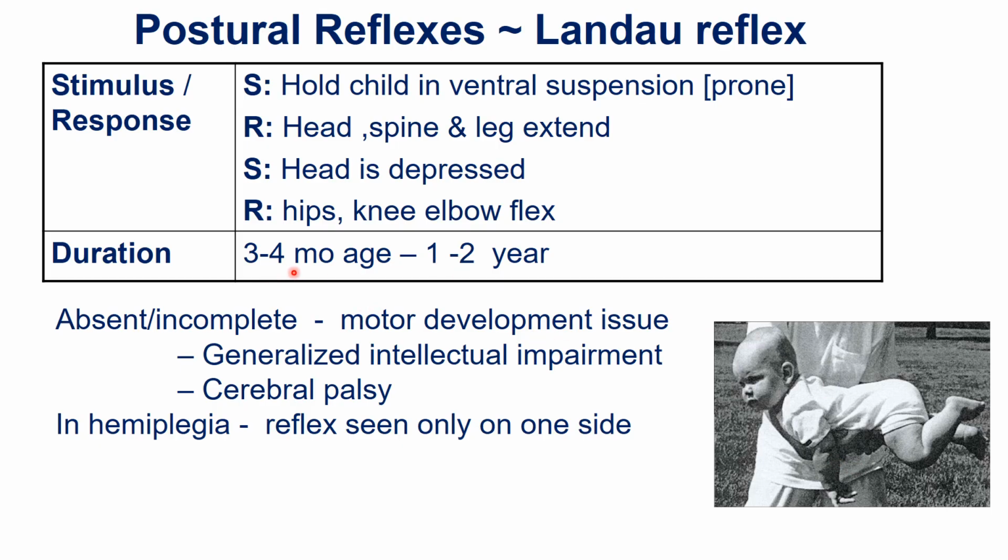The duration of this reflex: it appears at 3 to 4 months of age and disappears by 1 to 2 years of age. So persistence beyond 2 years shows some abnormal neurological problem. This is absent or incomplete in motor developmental issues like generalized intellectual impairment or cerebral palsy. In cerebral palsy, this reflex does not appear. In a hemiplegic child, this reflex is seen only on one side of the body.